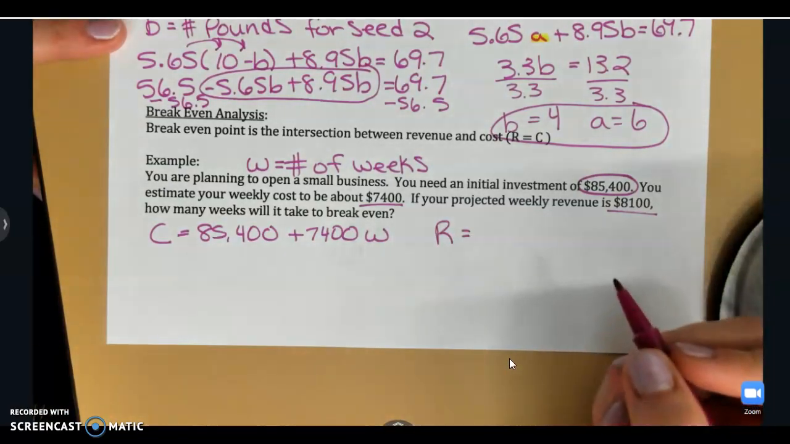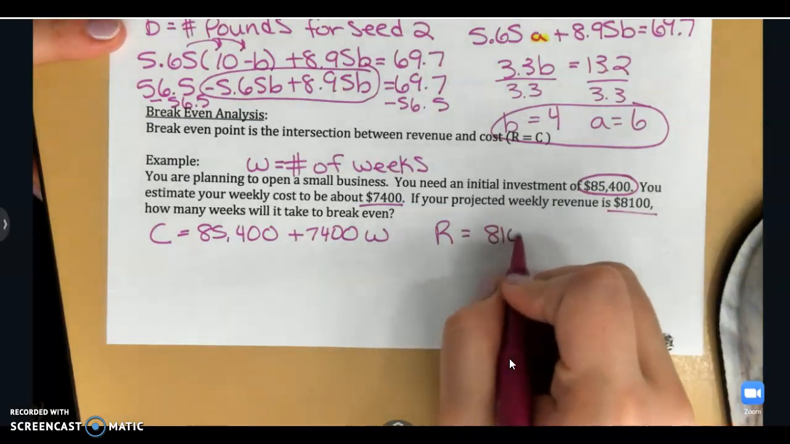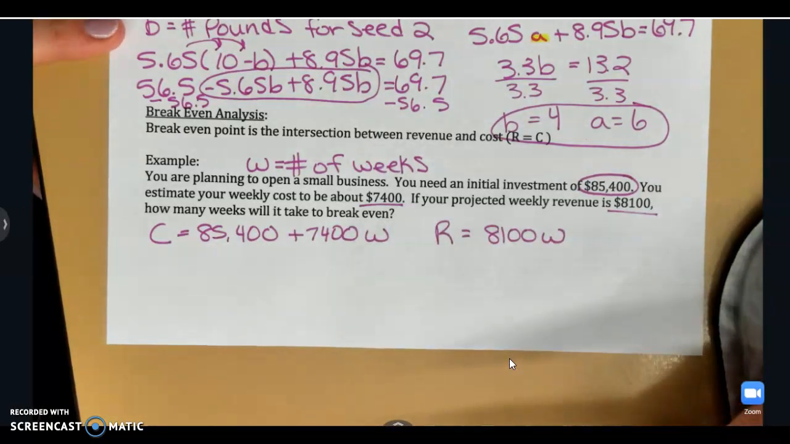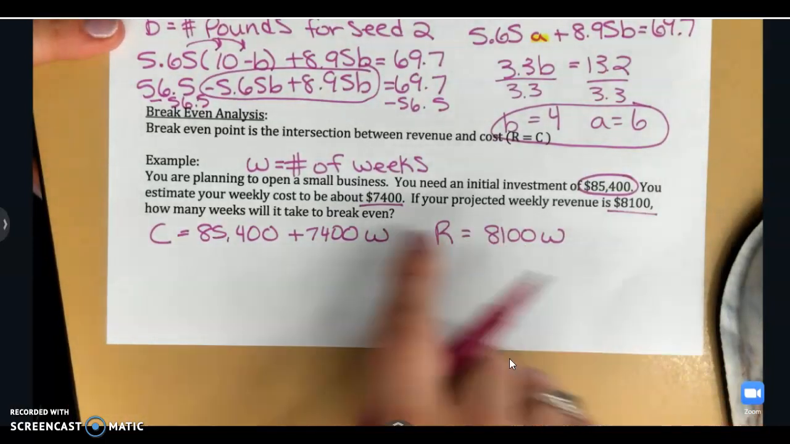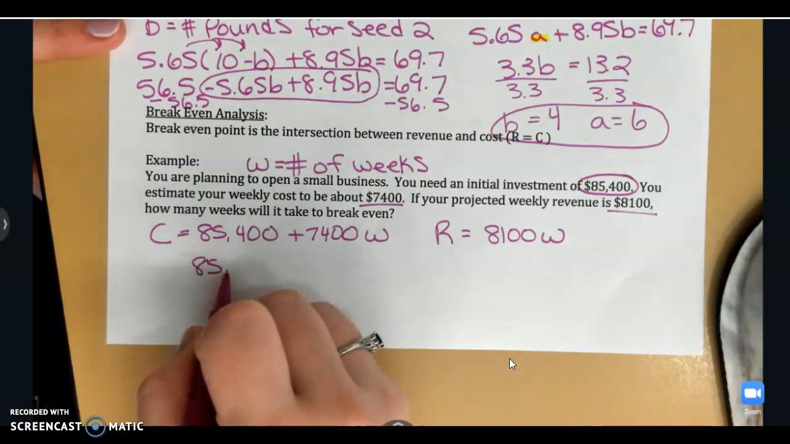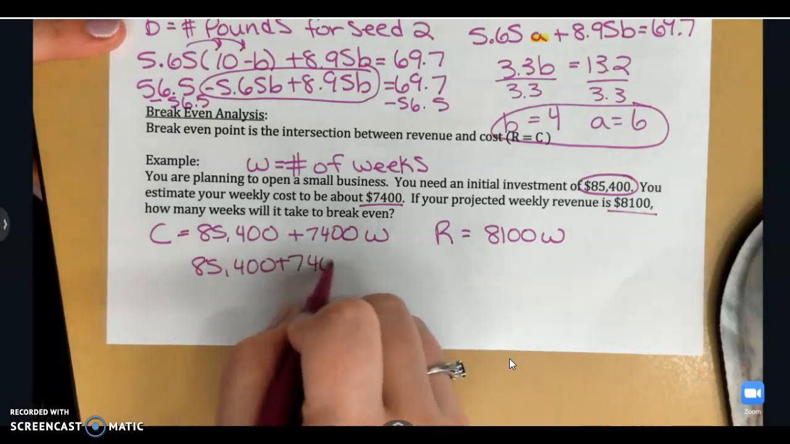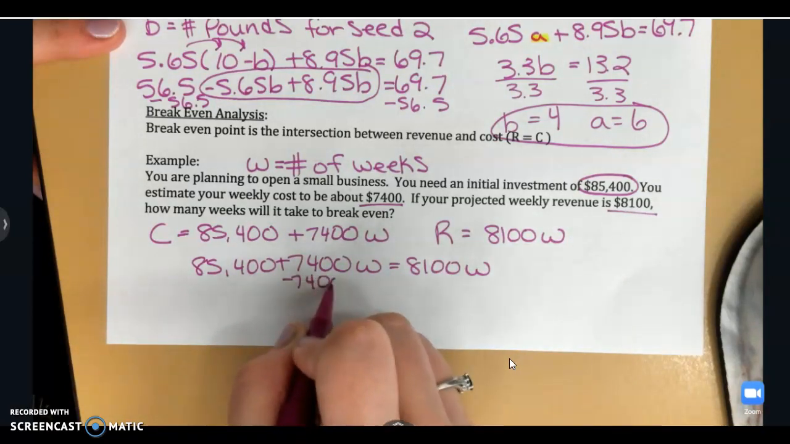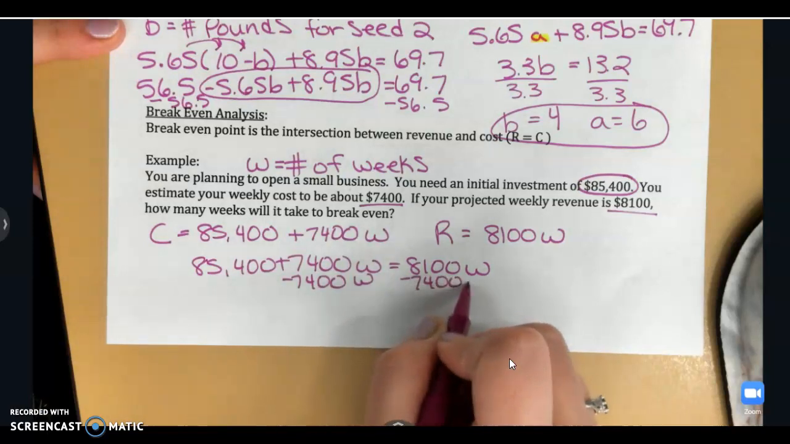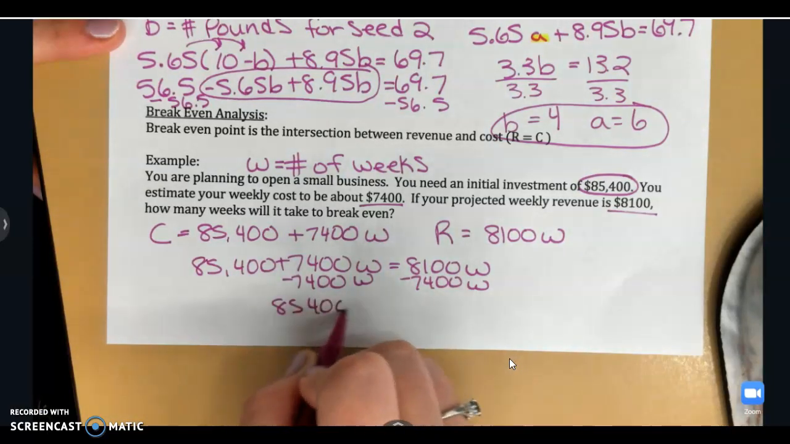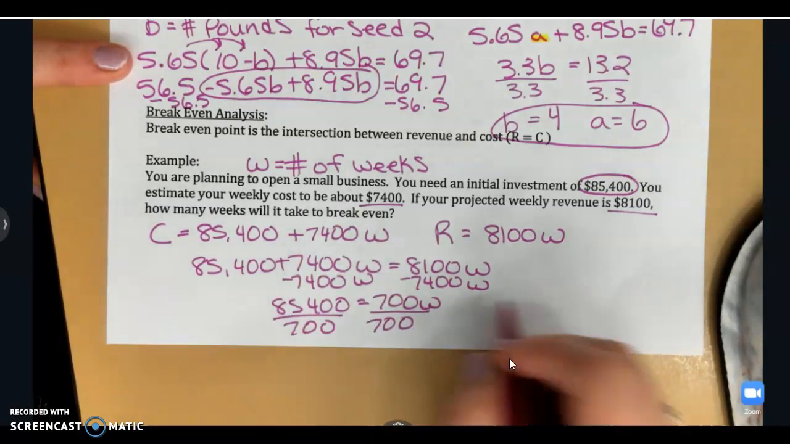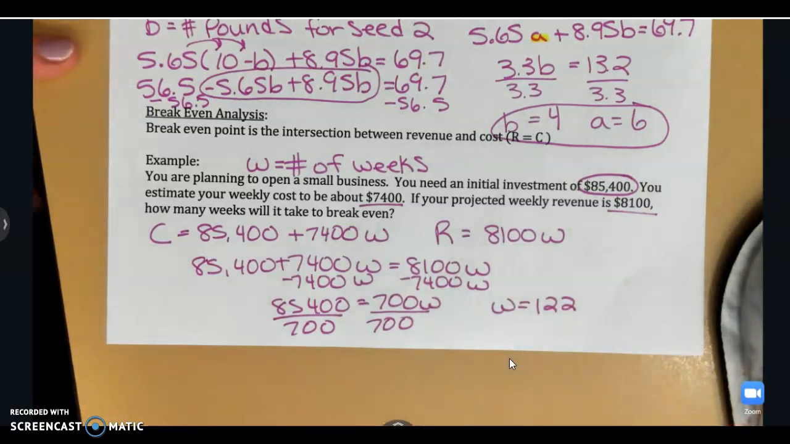Then my revenue, I'm making $8,100 a week, and that's my only source of revenue. So there's my cost equation and there's my revenue. So if I want to find out the break-even point, that's when these are equal. So I'm going to set these two equations equal to each other. And this is going to be a simple two-step equation of combining my like terms and then dividing. So 85,400 is equal to 700 W. And I get that W is equal to 122. So it takes me 122 weeks of being in business to break even.